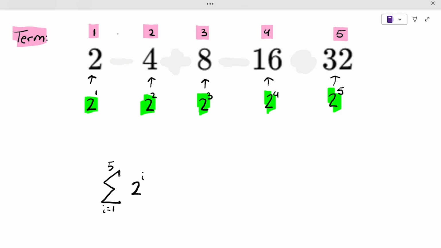Okay, are we done yet? Almost, because we need to go back and figure out this alternating sequence. Right now, our expression is close, but it's not done. Because sure, we can plug in 2 for I and get in the sequence 4, but how do we get it to be negative 4? And if we plug in 4 for I, how do we get that to be negative 16, right?